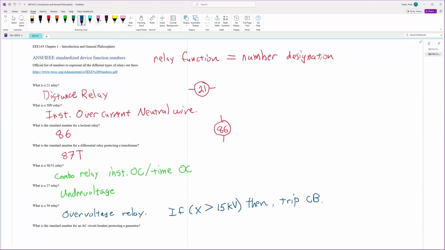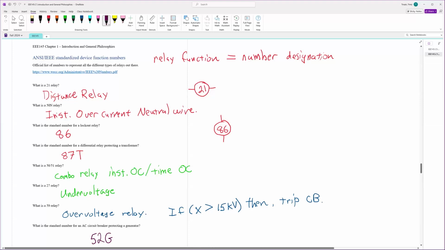Okay. Lastly, what is the ANSI standard number for an AC circuit breaker? That's a 52. Protecting a generator. Again, since we're protecting a generator, that's a very unique thing. We could put a G right here. So a 52G would be a generator breaker, right? Not everybody does a 52G. Some utilities do, some utilities don't. But I just want to point out, if you ever see 52G, that'll probably denote a generator nearby, okay?